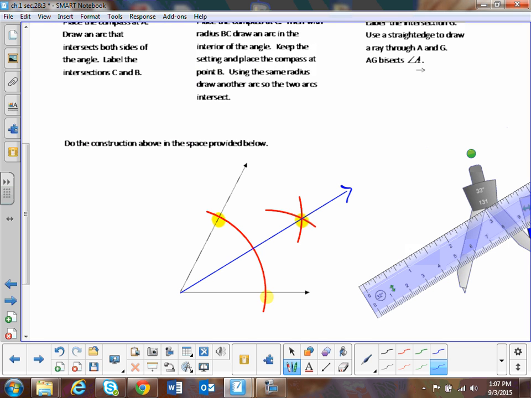So you just bisected this angle. That means this angle is going to be equal to that angle. And that's our angle bisector. So how many arcs do we need? We need 3 arcs to get this one correct.